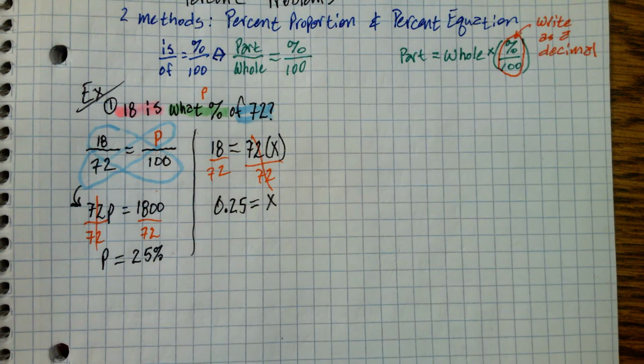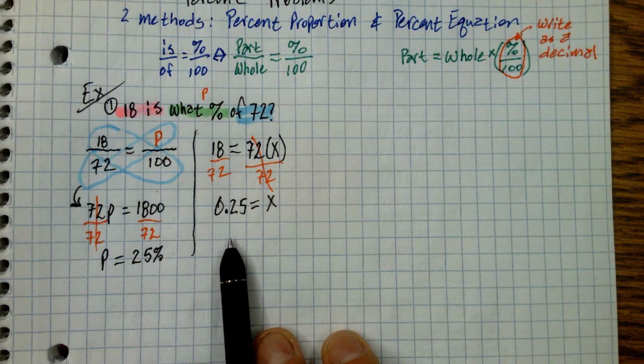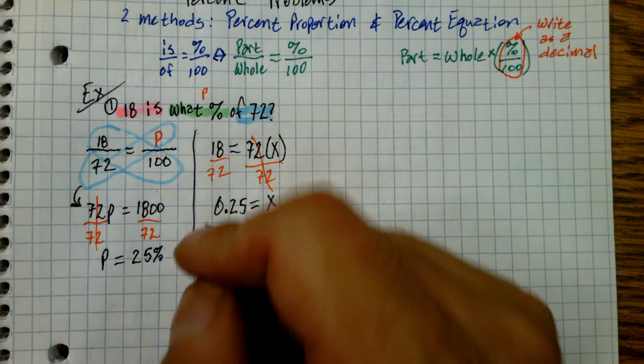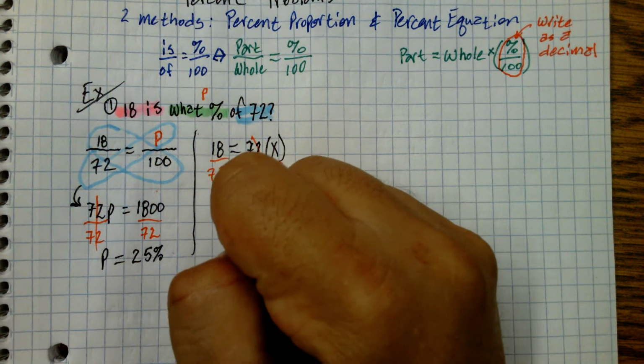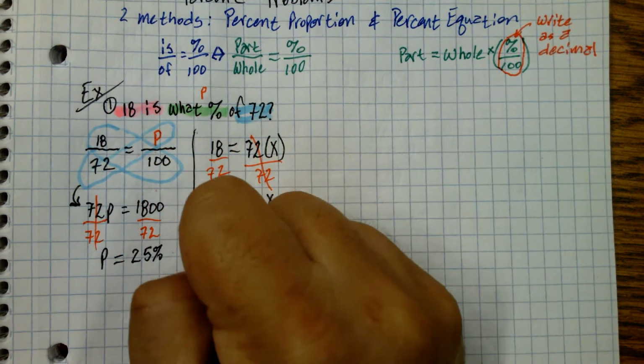What's the catch, though? It's 0.25, but that's not 0.25%. Right now it's expressed as a... Yes. So do you move it 2 places to the left? Yes. To the right. So our final answer this way is 25%.